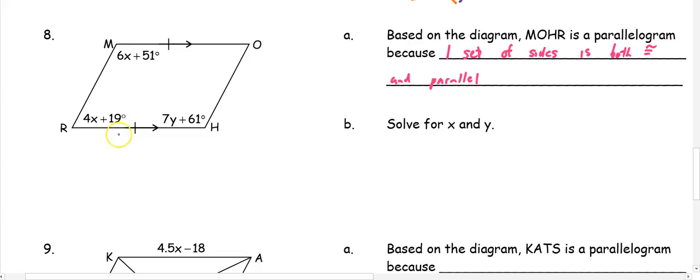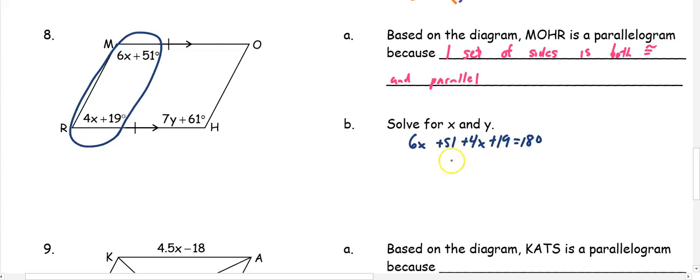So to solve for x, we know that these two angles are consecutive angles, so they have to equal 180. So we have 6x plus 51 plus 4x plus 19 equals 180. So when I combine like terms, I get 10x plus 70 equals 180. Subtract 70 from both sides, so 10x equals 110. When I divide, I get that x is 11.